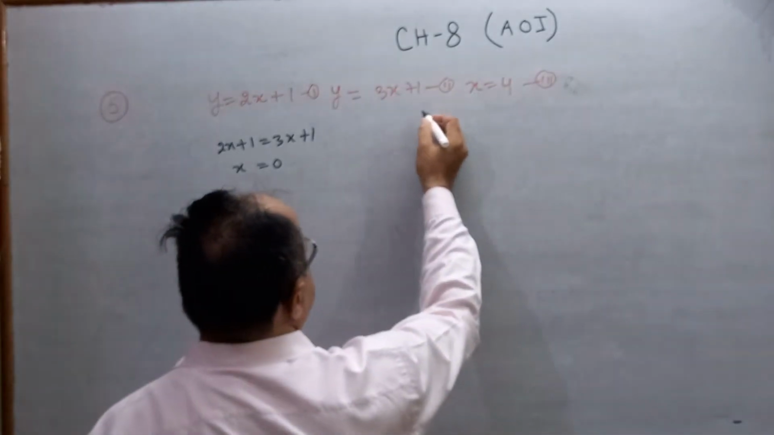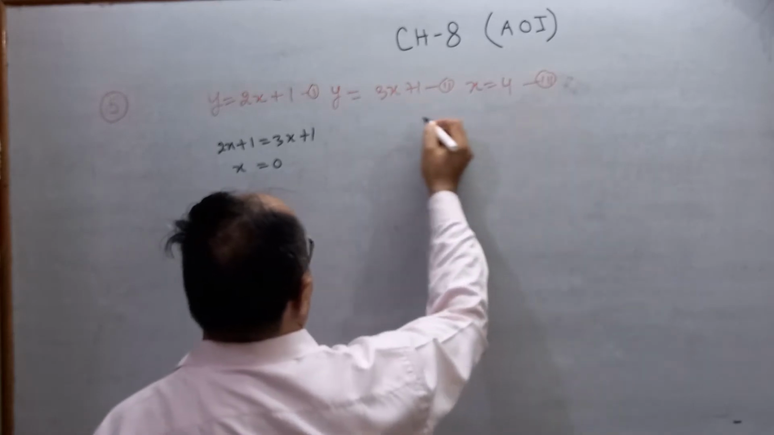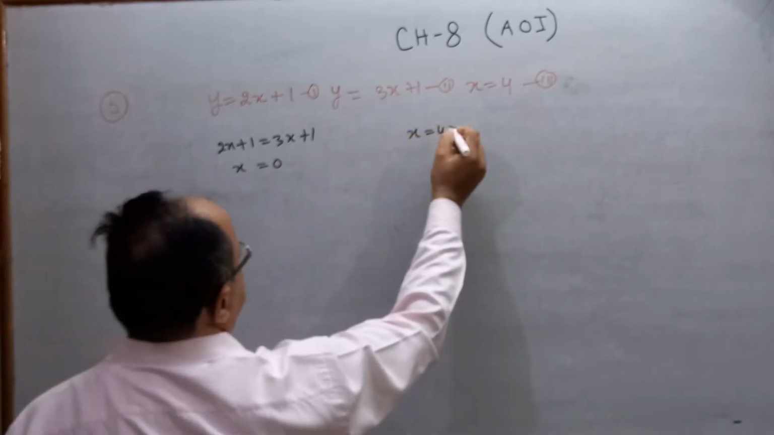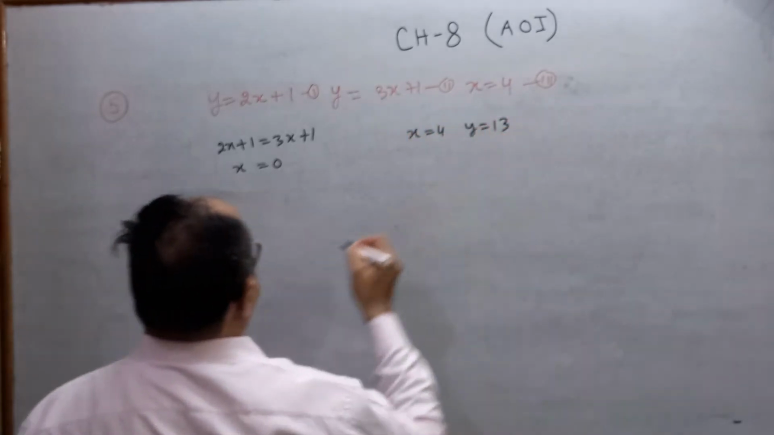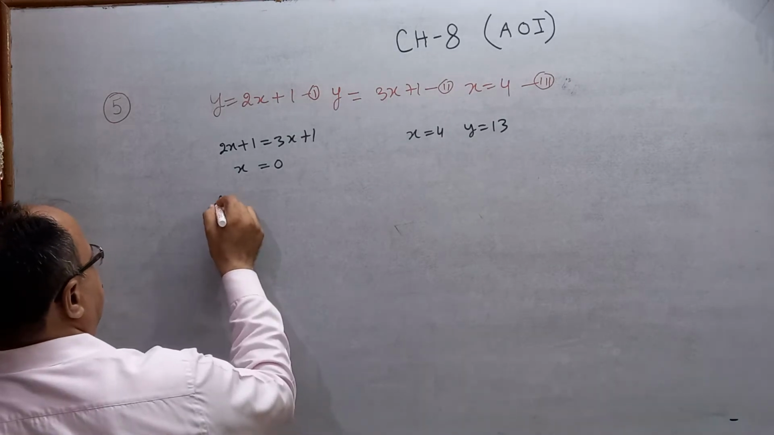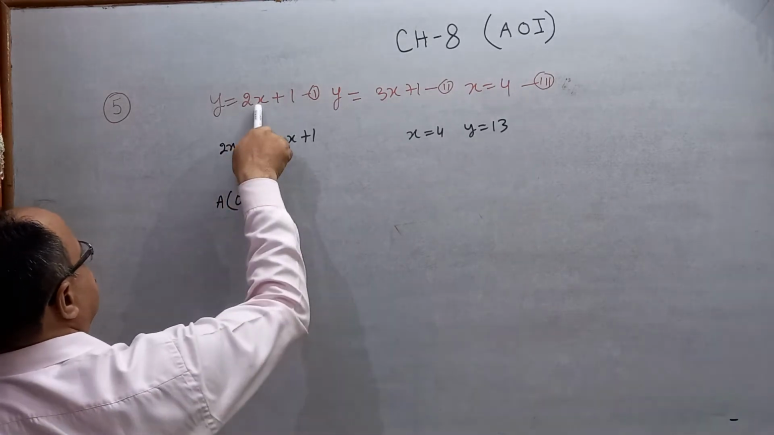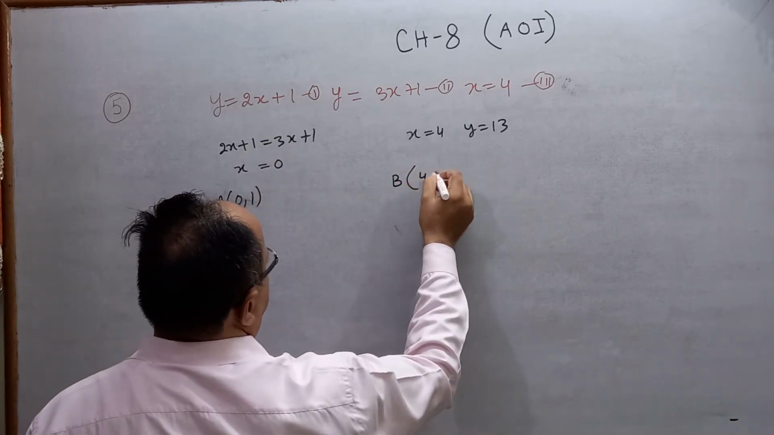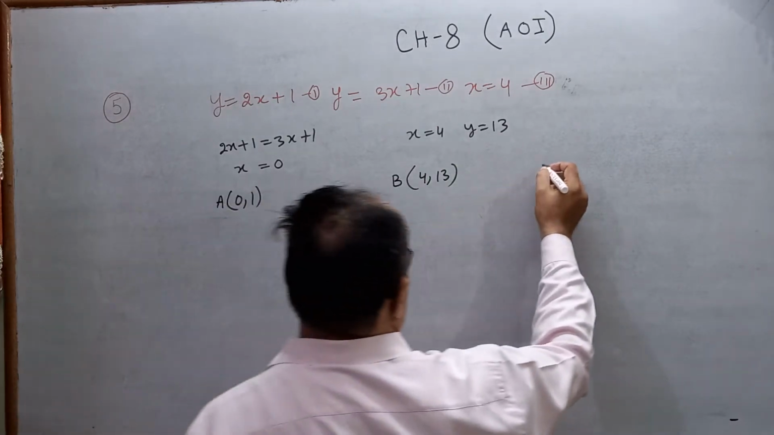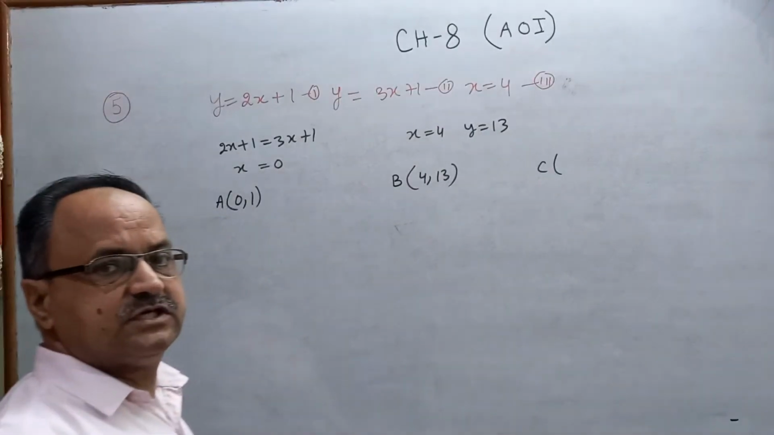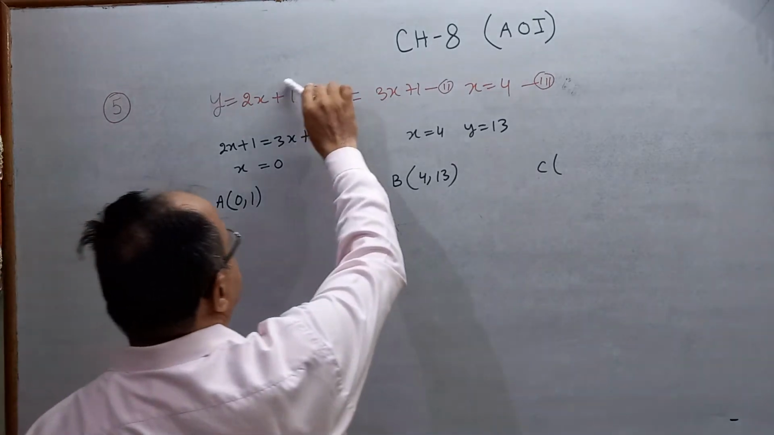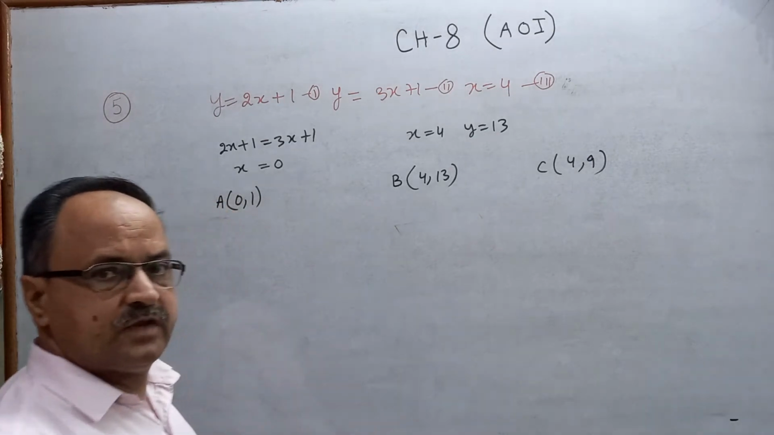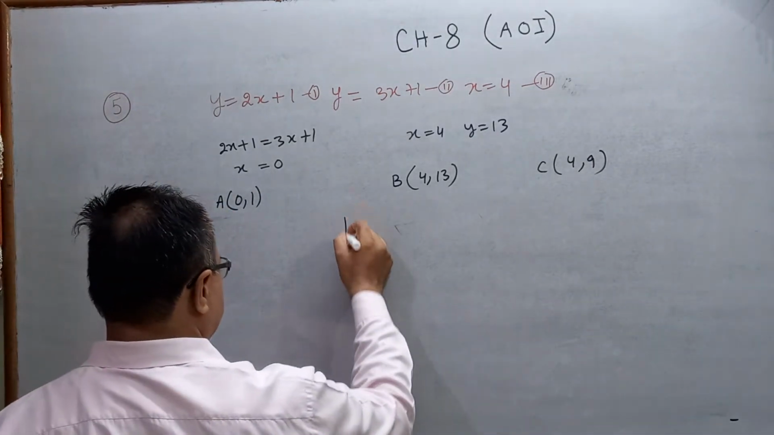Now solving second and third, put x is equal to 4 here, 4 times 3 is 12, 12 plus 1 is 13, so y is equal to 13. Therefore the coordinate of A is 0, 1, coordinate of B is 4, 13, and the coordinate of C, solving equation number third and first, is 4, 9. Clear? Now draw the figure.